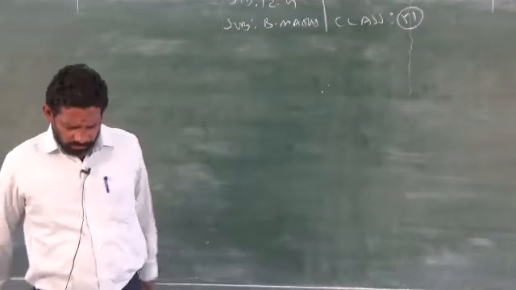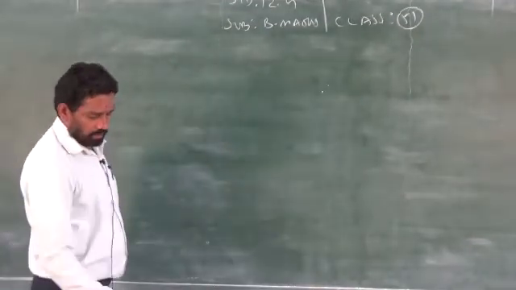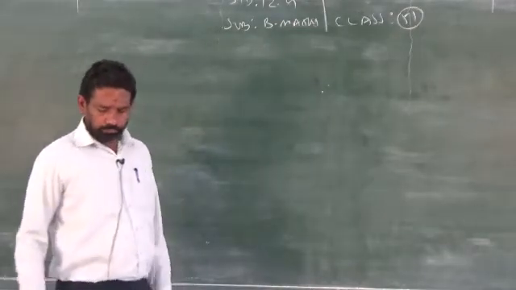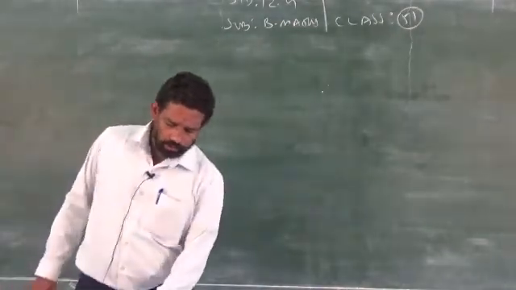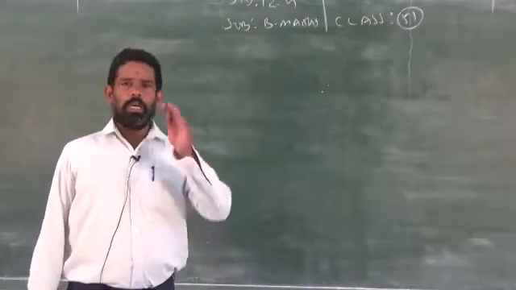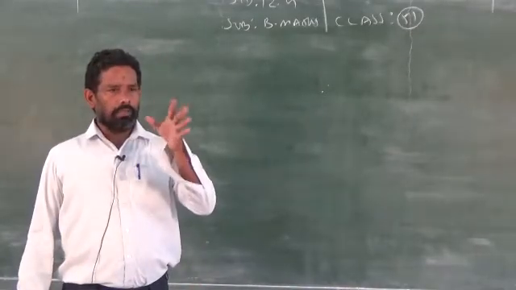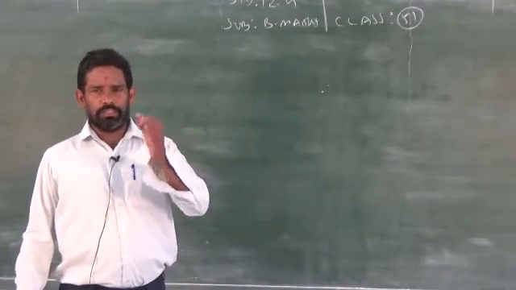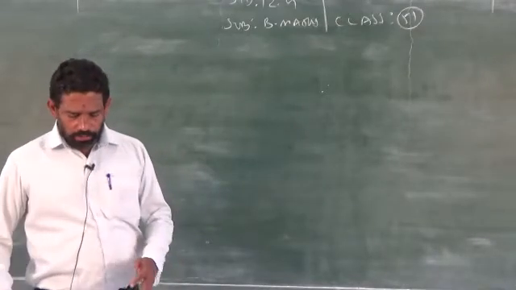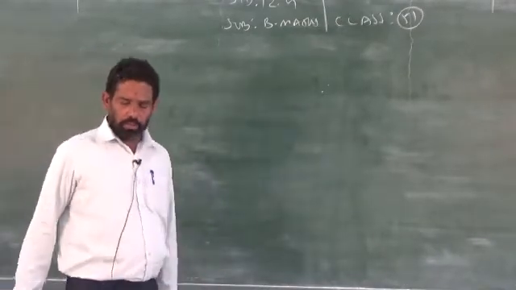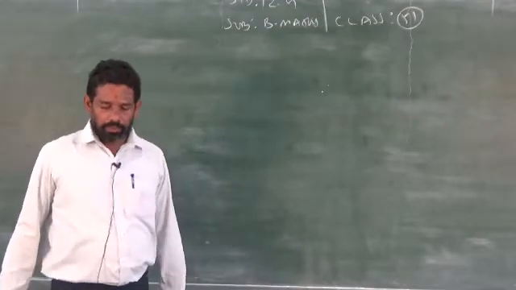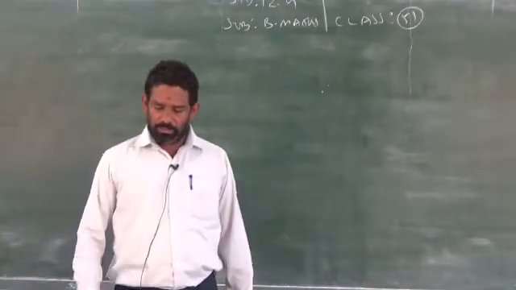Good morning, boys. We will continue exercise number 10.1, question number 11. In question 11, you are asked to find the feasible solution under three concepts: northwest corner rule, least cost method, and Vogel's approximation method.